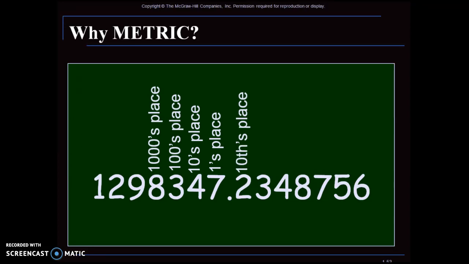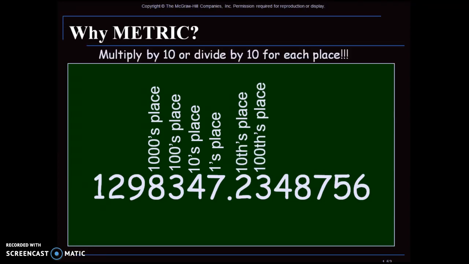Now the metric system. Since you all already know this, it is just a revision. So this is the ones place, tens place, hundreds place, thousands place, 10,000 place, and so on. This is tenths and hundredths and thousandths and so on and so forth. Multiply by 10 or divide by 10. So that's why we call it metric.